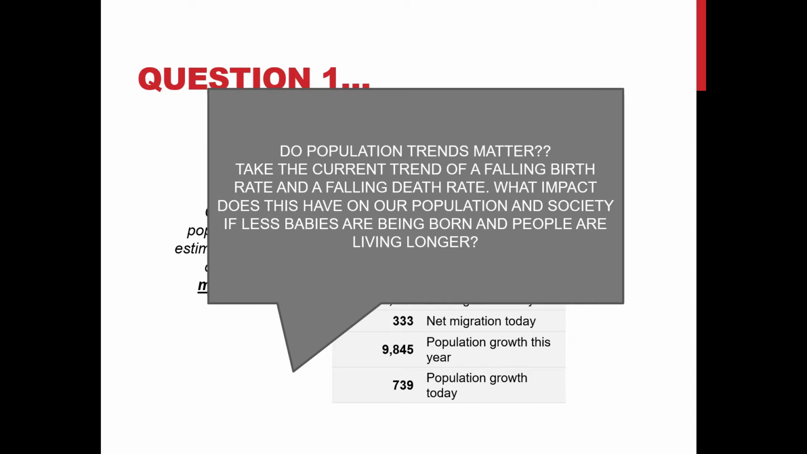For example, take the current trend of a falling birth rate, fewer babies being born each year, and also a falling death rate. What impact does this have on our population and society if fewer babies are being born and people are living longer? A huge area of interest for sociologists is to explore what the impact of these two trends are on society when it comes to family size and shape, but also services that are on offer within society. Demography and the study of population is one area that you'll study in your first year, looking at families and households.